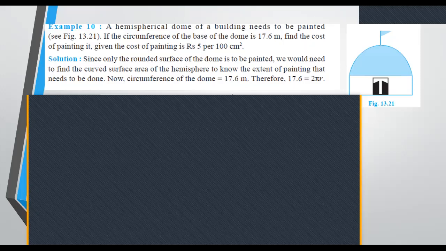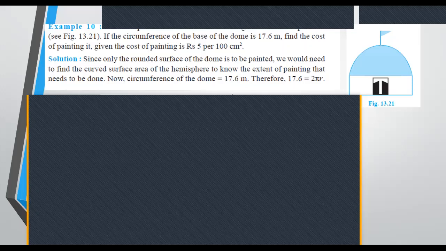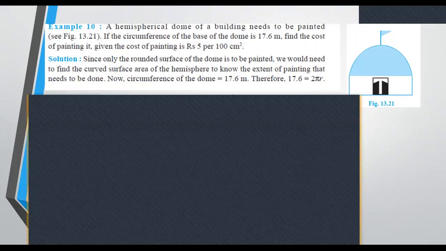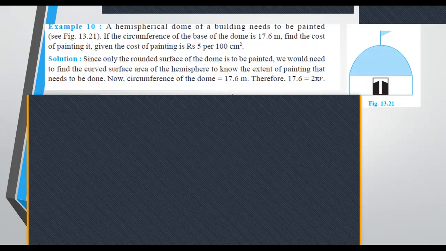Ma'am, I can't see the video clearly. Yes, I'm again reading it out for you. If the circumference of the base of the dome is 17.6 meter, find the cost of painting it. Given the cost of painting is ₹5 per 100 centimeters square. There is again an alert, 100 centimeters square. You will get r in some meters. So continue. Circumference is this. So 17.6 is your 2 pi r. Take r as 17.6 divided by 2 pi.